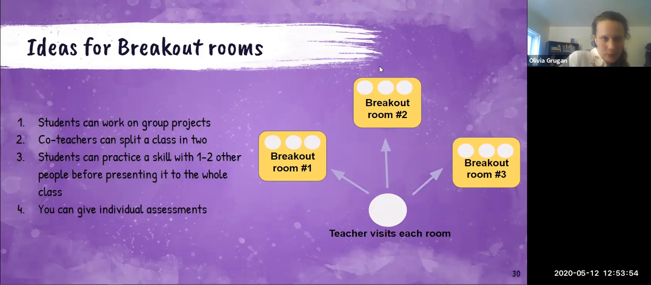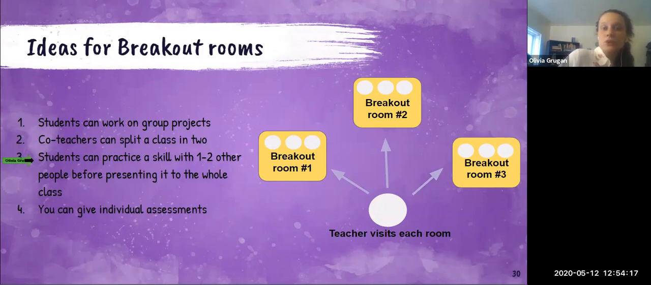So some ideas that I put on the screen, students can obviously work on group projects. But now we're seeing more innovative things happen now that more of us are online. And I'm seeing people who are in a co-teaching situation or with an aide or a para. So if you're looking for ways to engage your aide or para, you can split your class in 2. One of you can be in one breakout room, the other can be in the other.